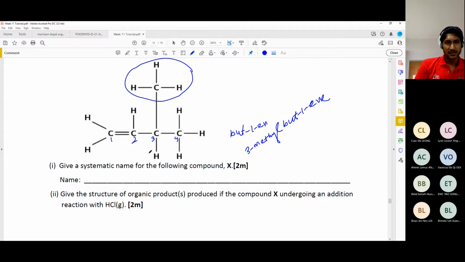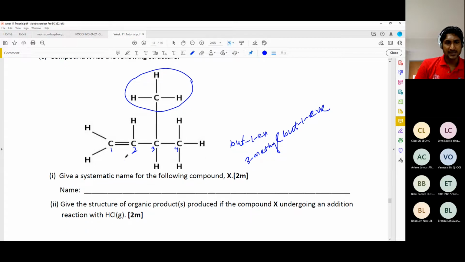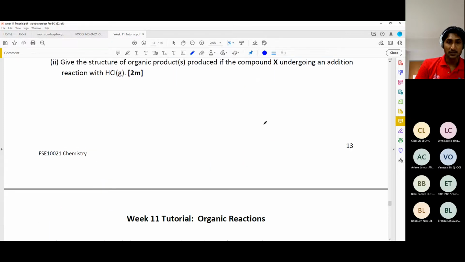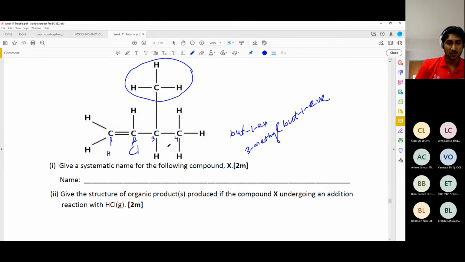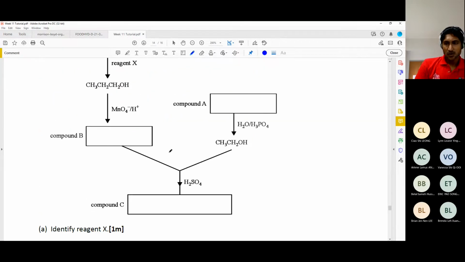If it reacts with, who is X? Oh, if it reacts with HCl, what will happen is hydrogen will be here and chlorine will go there. So 2-chloro-3-methylbutane. Sorry, butane, not butene anymore, because the double bond is gone. So not butene.